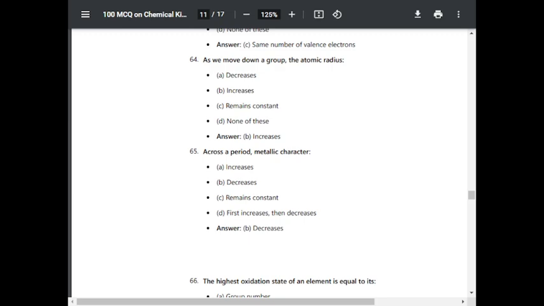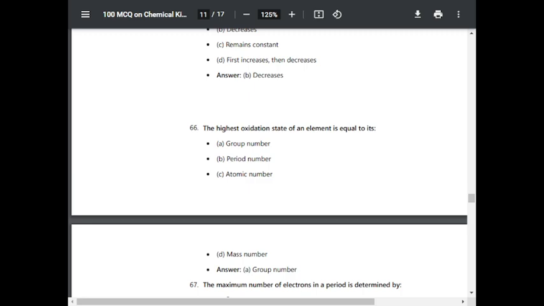Option B is correct. Question number 66. The highest oxidation state of an element is equal to its. Option A, group number. Option B, period number. Option C, atomic number. Option D, mass number. The correct answer is A, group number. The highest oxidation state of an element is equal to its group number.